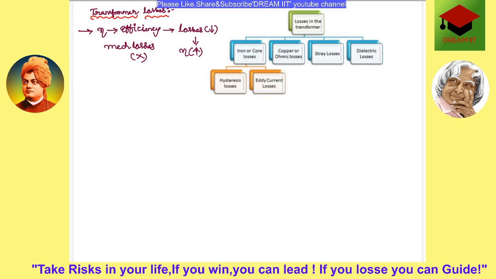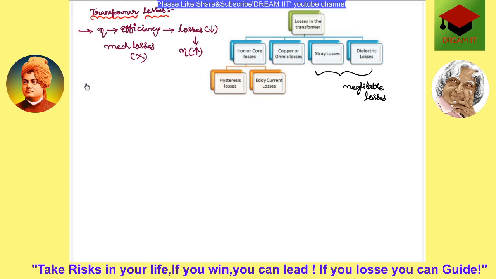When we consider the transformer losses, as I told, the major losses are iron losses or core losses, and copper losses or ohmic losses. Stray losses and dielectric losses are these two, which are somewhat negligible losses, but the first two are the major losses here. We'll see in detail what the core or iron losses are.